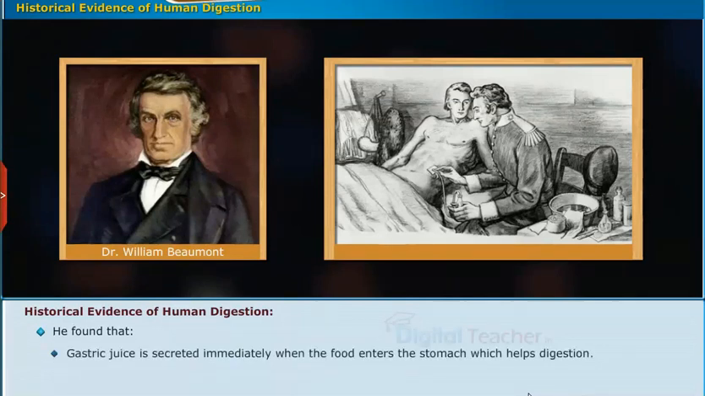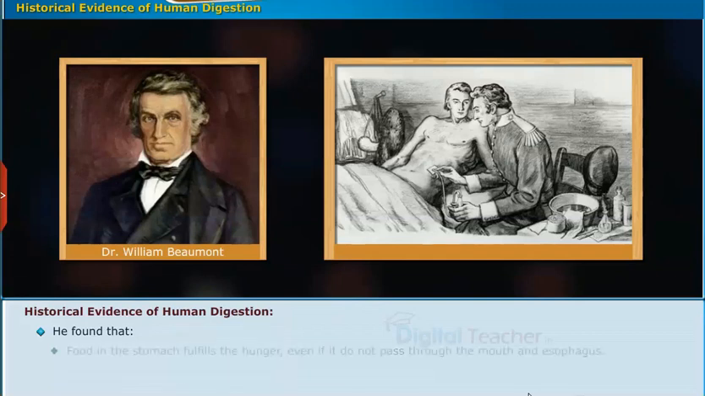Gastric juice is secreted immediately when the food enters the stomach, which helps digestion. Digestion begins immediately when the food enters the stomach. Food in the stomach fulfills the hunger even if it does not pass through the mouth and esophagus.